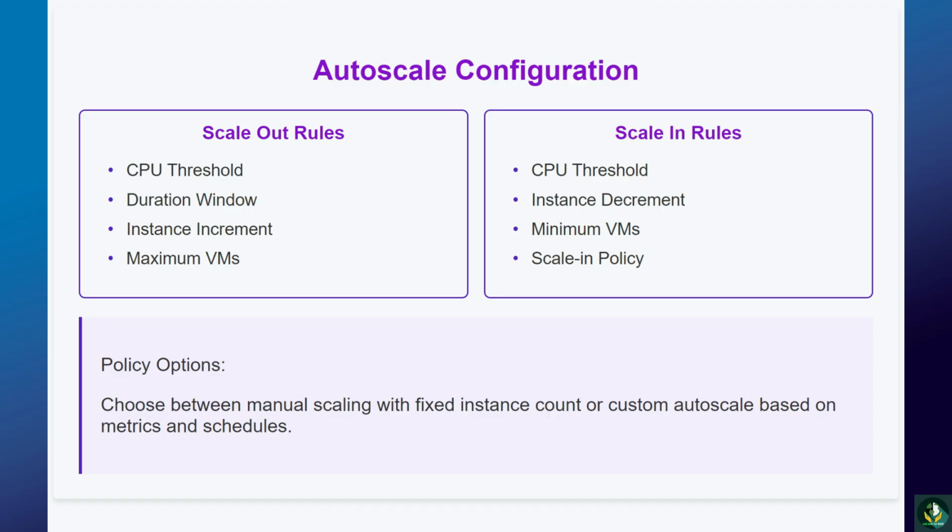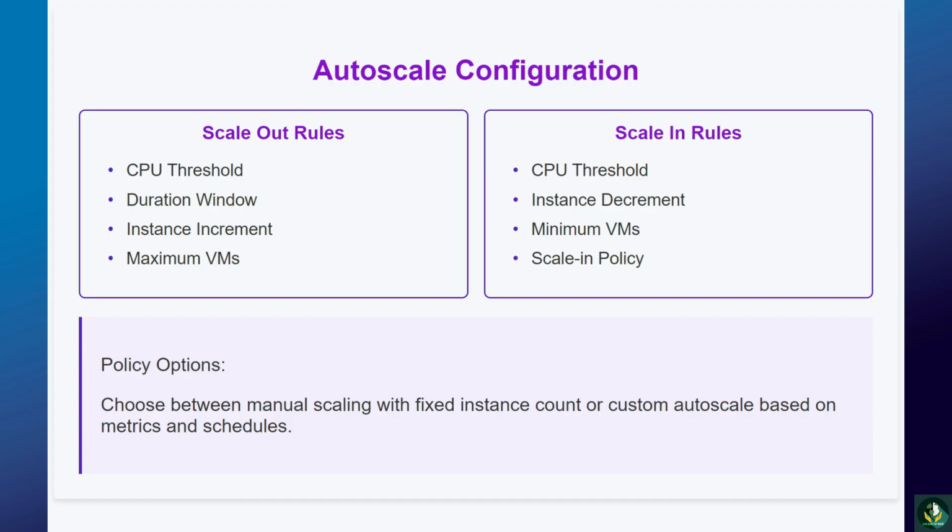Manual scaling maintains a fixed number of instances, suitable for predictable workloads, provides direct control over resource allocation, and is simpler to manage and predict costs. Custom auto-scale dynamically adjusts based on metrics, supports schedule-based scaling, adapts to changing workload patterns, and optimizes resource utilization automatically. Once you've chosen custom auto-scale, you'll need to configure several critical parameters.